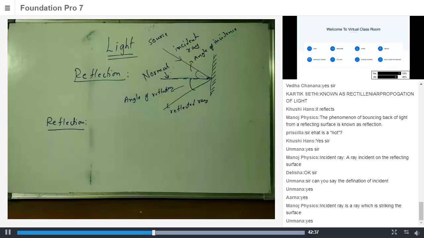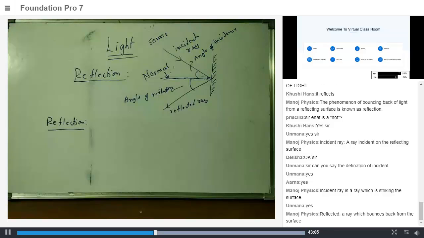Then what is a reflected ray? I would not use the word reflected again, so I'll say a ray which bounces back from the surface. Is that fine? So you can just take down the definition of reflected ray also. What is a reflected ray? A ray which bounces back from the surface.